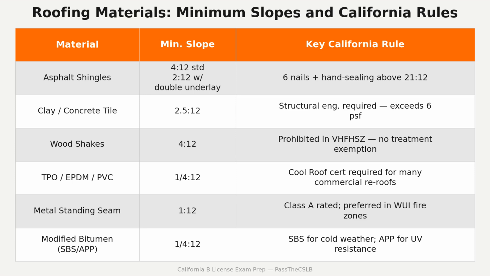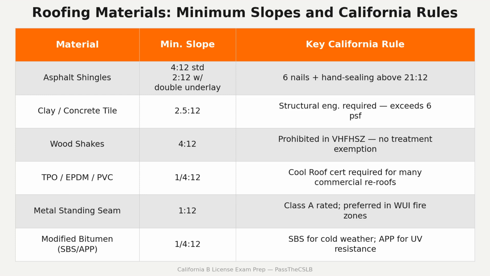Clay and concrete tile is architecturally central to California construction. Clay tile runs 600 to 1,000 pounds per roofing square. Concrete tile runs 900 to 1,200. California code requires structural engineering verification when roofing materials exceed 6 pounds per square foot. Tile almost always crosses that threshold. An engineer must review the framing before installation proceeds.